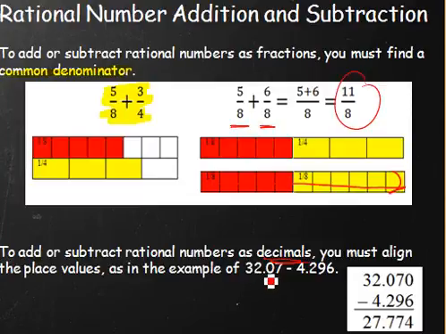In order to add and subtract rational numbers as decimals, we're going to line up the place value. Therefore, for 32.07 minus 4.296, we would line up our decimal places, which aligns all our place values, and then we would use the standard algorithm for subtraction.